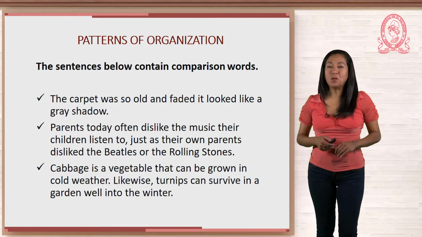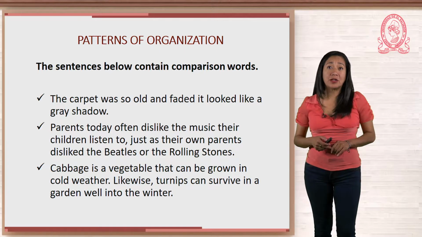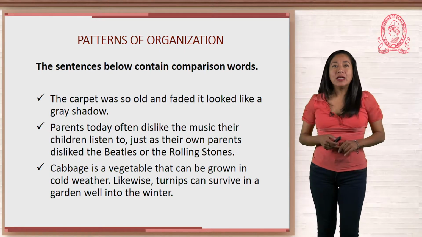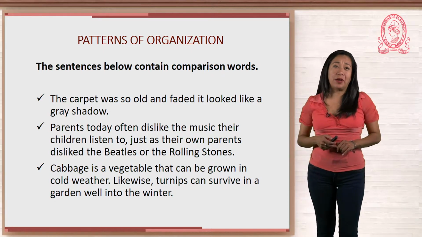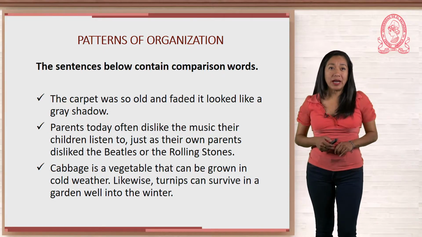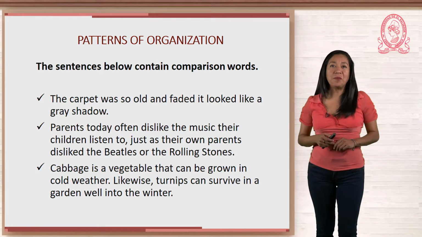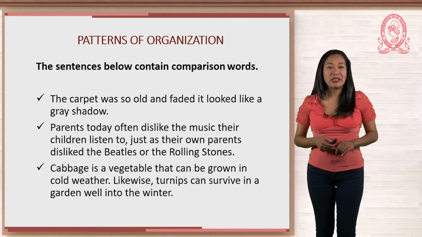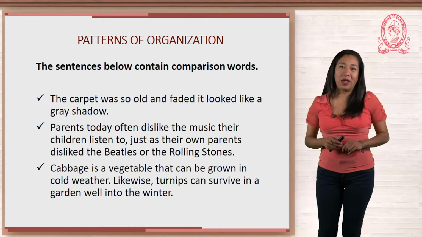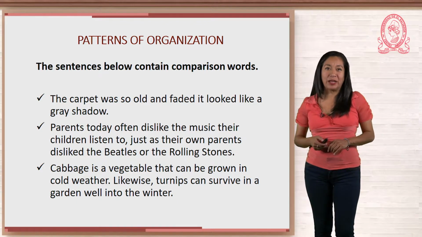Let's take a look at some more examples. The sentences below contain comparison words. Notice how these words show that things are alike in some way. The carpet was so old and faded, it looked like a gray shadow. Parents today often dislike the music their children listen to, just as their own parents disliked the Beatles or the Rolling Stones. Cabbage is a vegetable that can be grown in cold weather. Likewise, turnips can survive in a garden well into the winter.